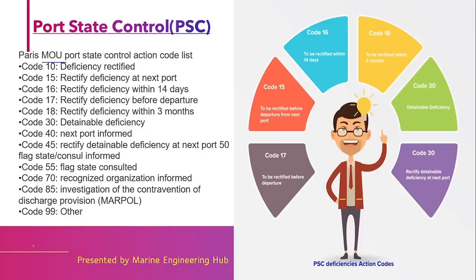After detention, you will be given a certain code. The code for detention is basically code 30. Normally most PSC give code 17, code 10, code 16 and code 15. These are all the codes which are basically given in a PSC inspection.